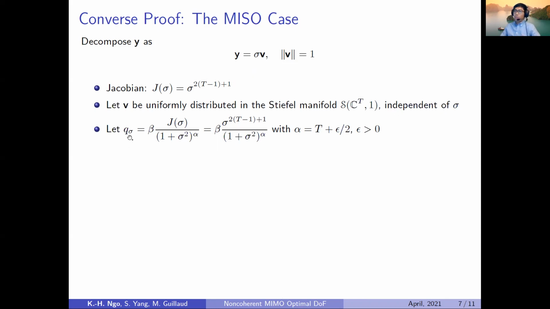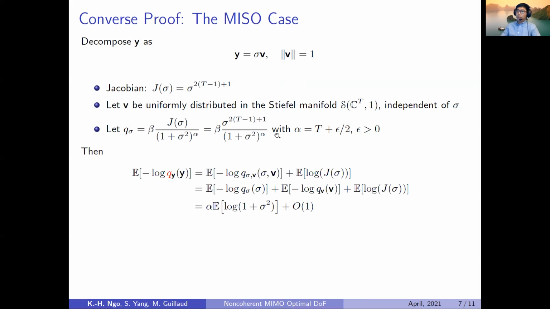Now for sigma, we choose the PDF as follows. We let the auxiliary PDF be proportional to the ratio between the Jacobian and a term which is 1 plus sigma squared to the power alpha, where alpha is just the coherence time plus a small number.